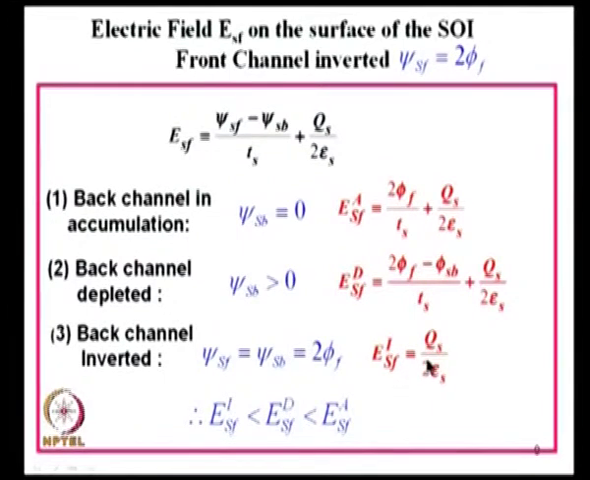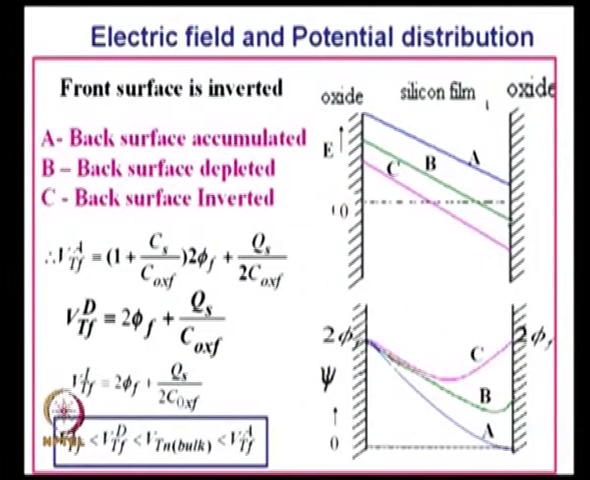So, the field in oxide is Q s divided by epsilon s, divided by C oxide f. Whatever the electric field E s is there, into epsilon s divided by C ox f, that is the voltage drop. So, what we are telling is the field is smallest when both channels are inverted, higher in this case, highest in that case. In the bulk it will be even higher, because you have to take care of the depletion layer which is wide. Now, these are the plots which you can see.